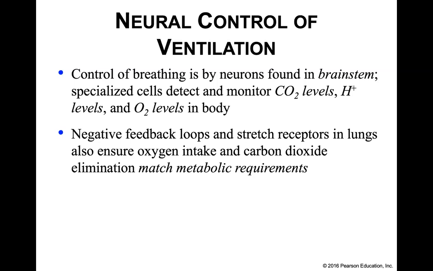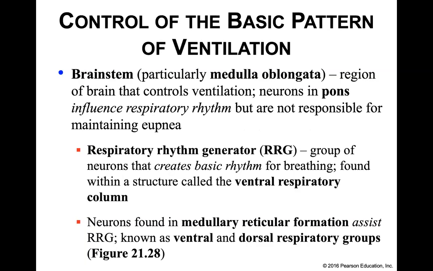Negative feedback loops and stretch receptors in the lungs also ensure oxygen intake and carbon dioxide elimination will match that of metabolic requirements. The medulla, which is part of the brainstem, is the region of the brain that controls ventilation. Neurons in the pons will influence respiratory rhythm, but they are not responsible for maintaining eupnea, or normal rate of breathing. However, we have what's called the respiratory rhythm generator. This is a group of neurons that creates a basic rhythm for breathing. It's found within the structure called the ventral respiratory column.